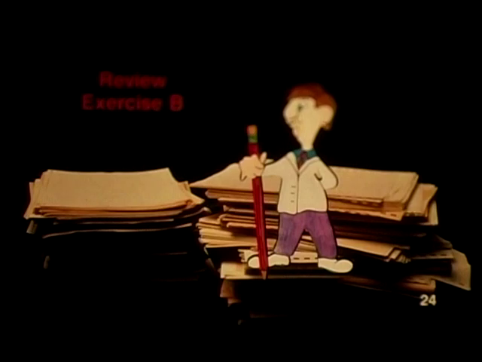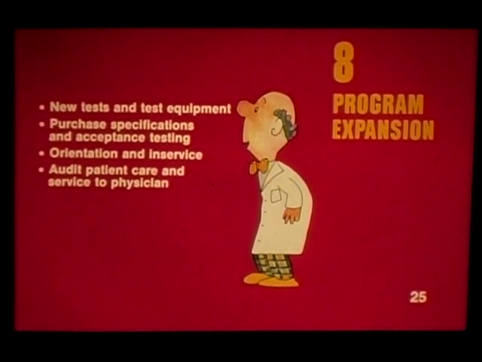You should have completed Review Exercise B and checked your answers. If your score is less than 80%, you should review this material again before proceeding to Section C. A score above 80% indicates that you are mastering the material. Please rewind this tape so it will be ready for the next person to use. Thank you.